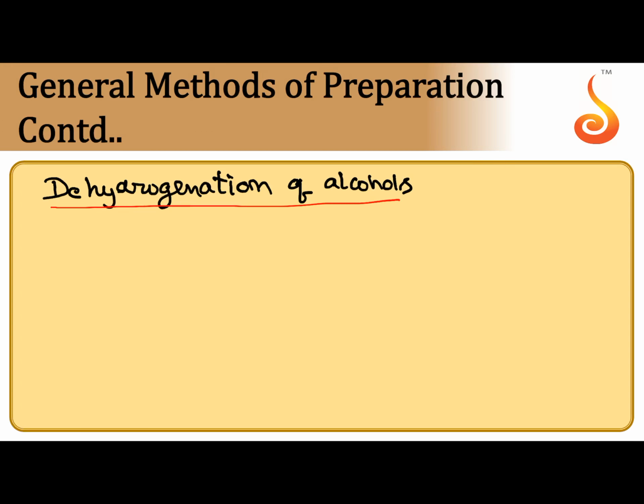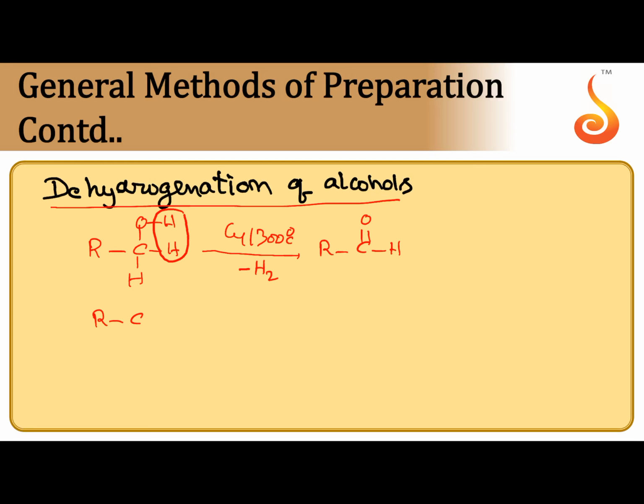Next method, dehydrogenation of alcohols. Just H2 is removed from a primary alcohol when it is heated with copper at 300 degrees centigrade. Two hydrogens, one from oxygen and one from carbon, are both removed in the form of H2 gas. Then aldehyde is obtained. No further oxidation. Now if it is a 2-degree alcohol, by the same process of dehydrogenation we can get ketone. Since H2 is removed from the substrate, this process is called dehydrogenation.